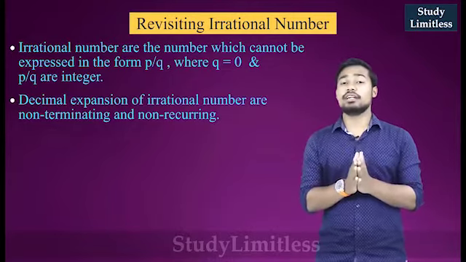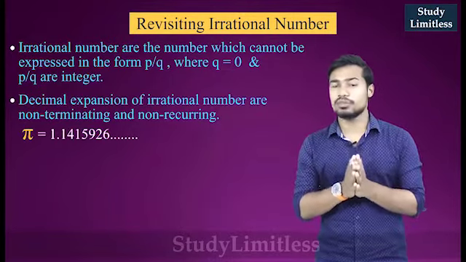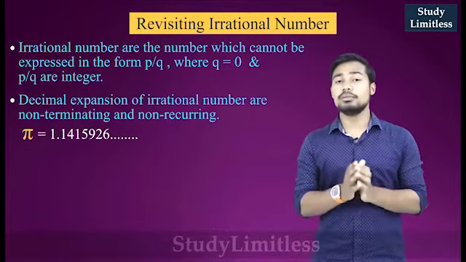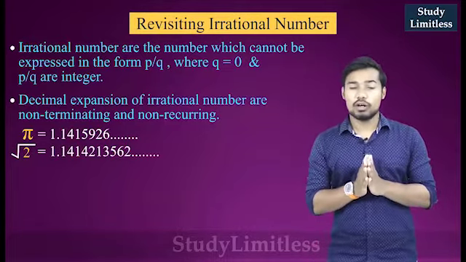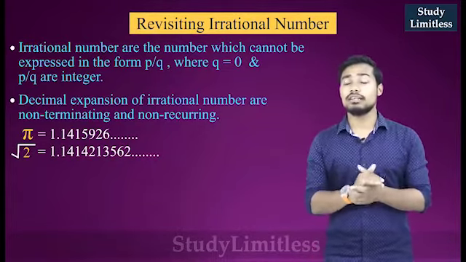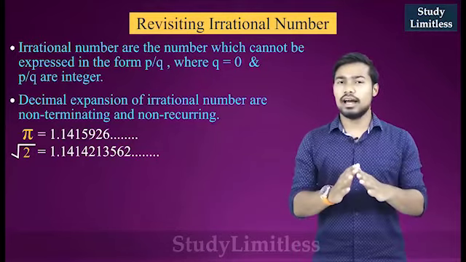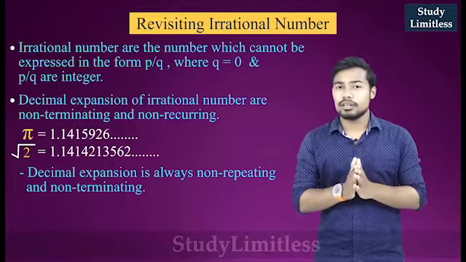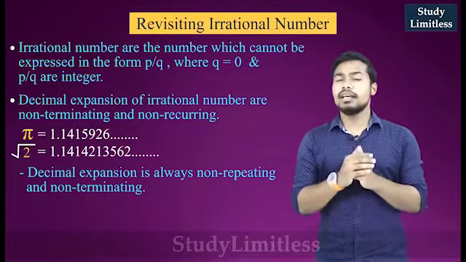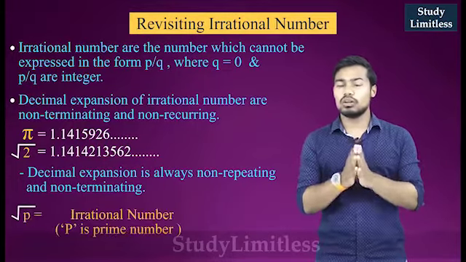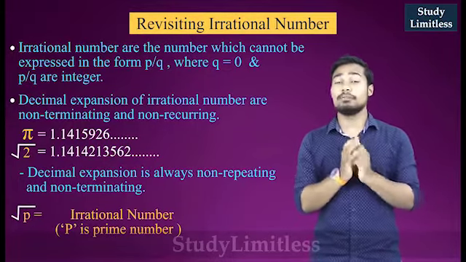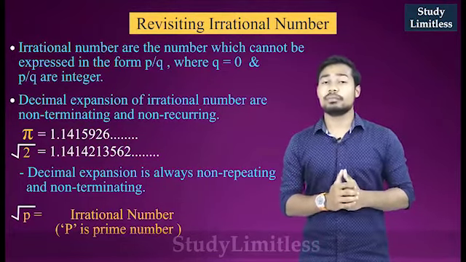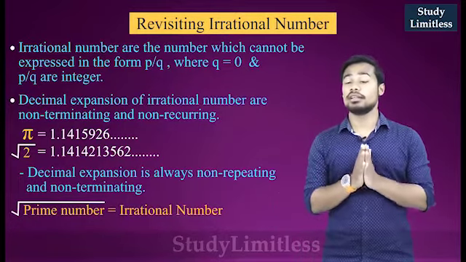We also know that the decimal expansion of an irrational number is always non-terminating and non-recurring. For example, the irrational number pi is equal to 3.1415926 and so on. Similarly, root 2 is equal to 1.414213562 and so on. You can see that this decimal expansion is always non-repeating as well as non-terminating. And if I find the value of root of p, where p is a prime number, then we will always get an irrational number. That means the root of a prime number will always be an irrational number.